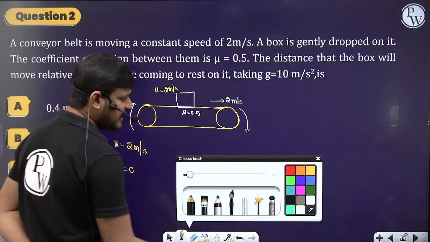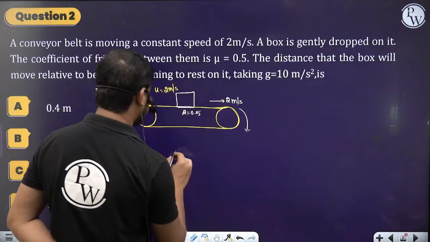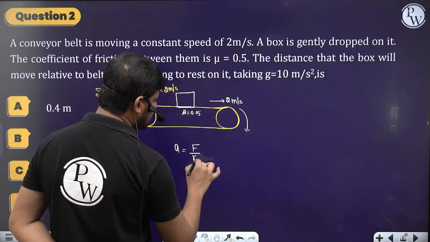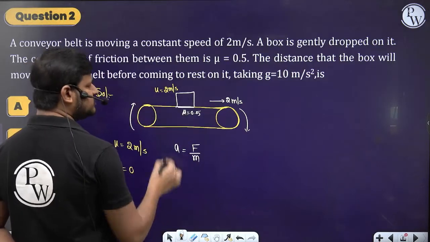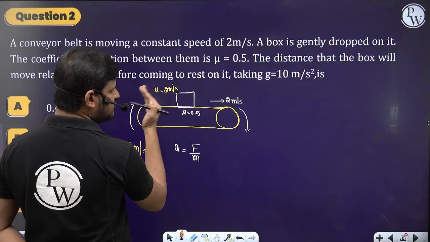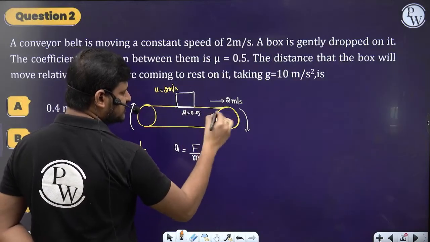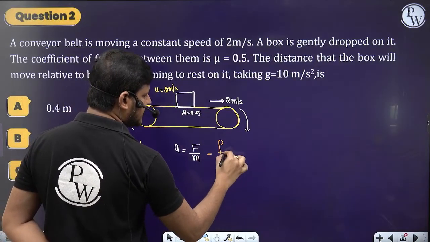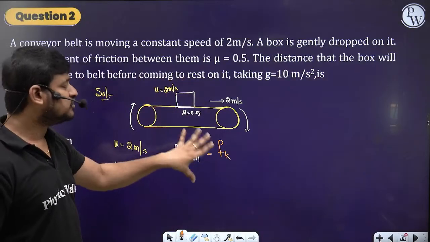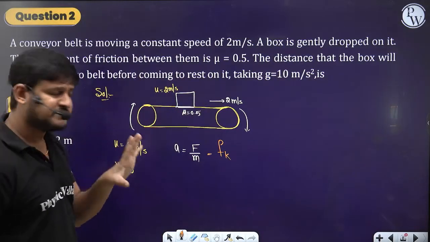So let's find the acceleration here. How do you find the acceleration? The acceleration is equal to force upon mass. So what kind of force acts on the body here? The friction force. Yes or no? As the object moves to this side, the friction force acts to the right. Yes or no? What kind of friction? As the object is in motion, it is the kinetic friction. Just understand the basic logic.